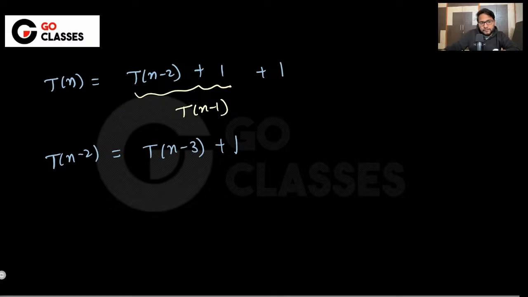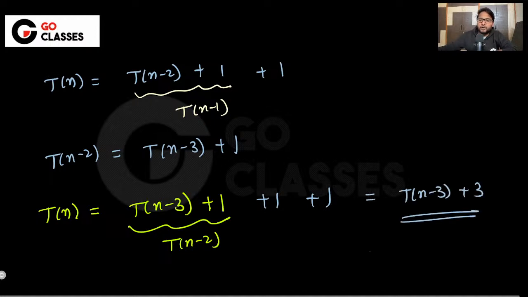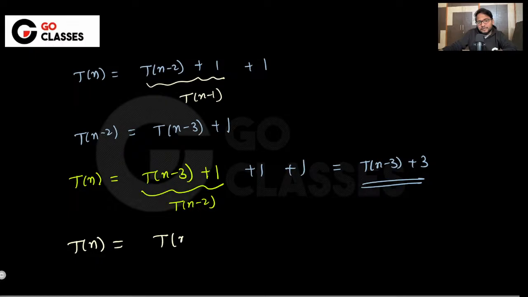So this will be Tn equal to Tn minus 3 plus 1, this is Tn minus 2, and plus 1 was already there, and then plus 1 was already there. So at this point in time, you can just add it. This is Tn minus 3 plus 3. Now can you do it further, and can you keep on doing it? If you keep on doing it, then there will be a case where you will get Tn equal to T of n minus k.